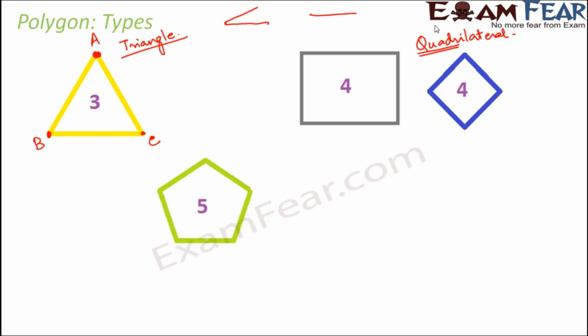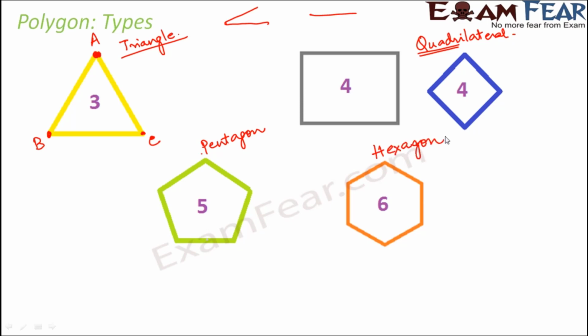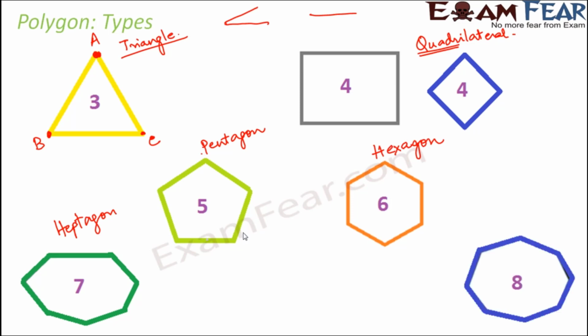Now similarly, a polygon with 5 sides is called a pentagon. Penta means 5. So it is a pentagon. 6 sides would be, any guesses? 6 comes from hexa. So 6 sides would be a hexagon. Similarly, 7 sides would be a heptagon. 8 sides would be an octagon, and so on.